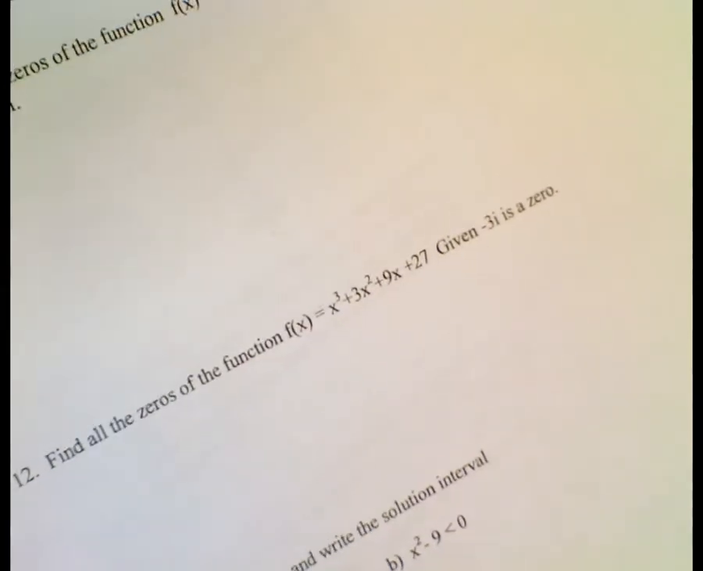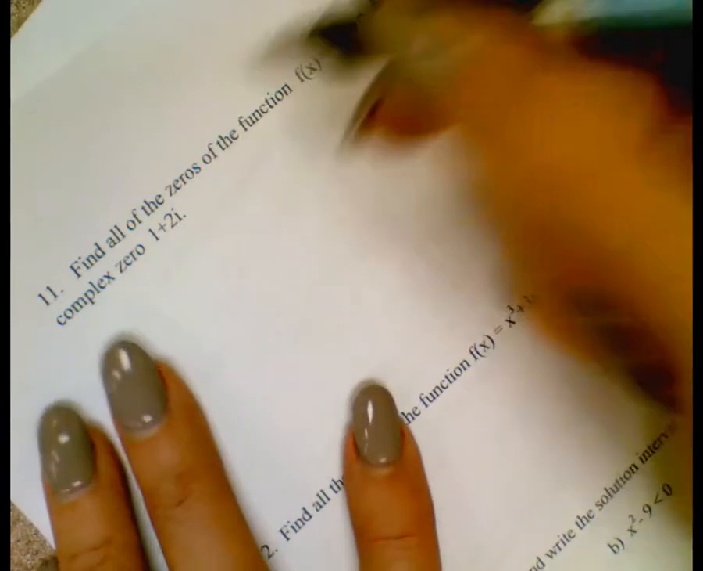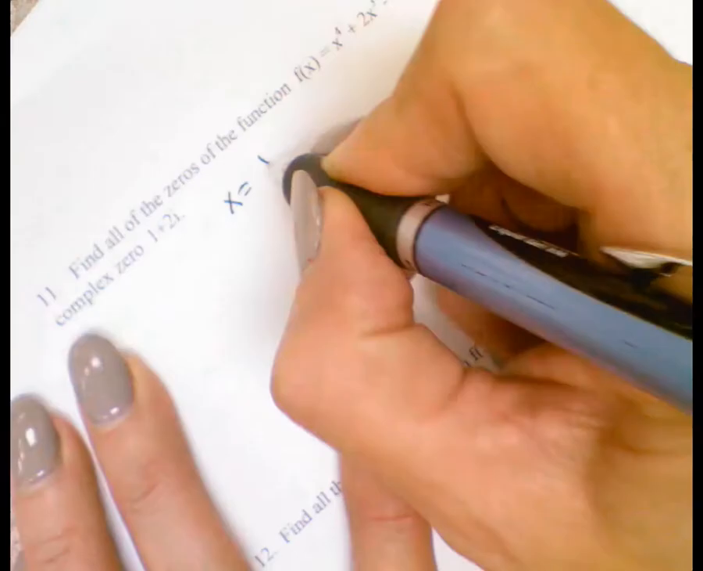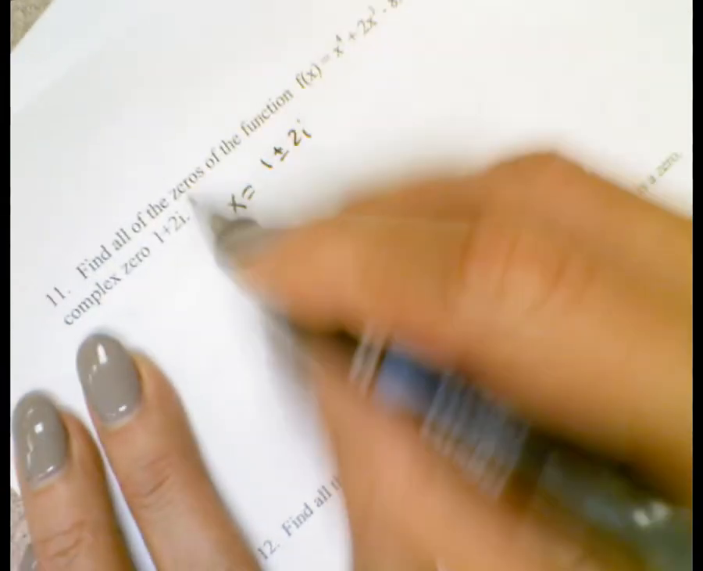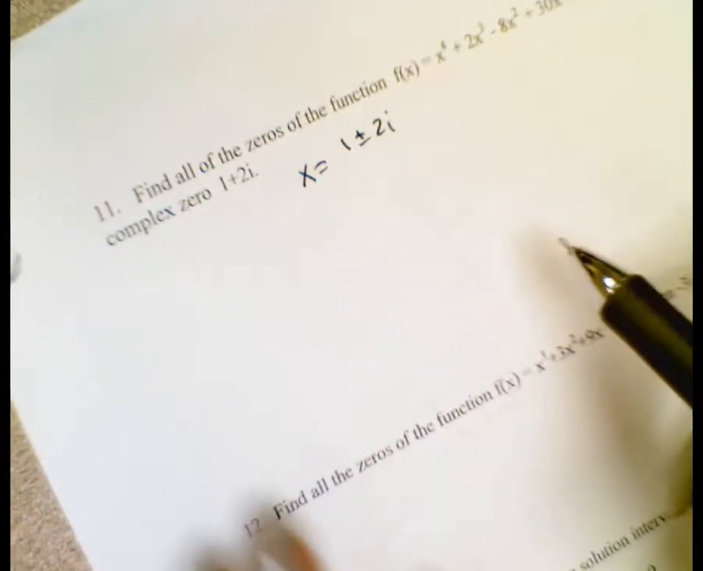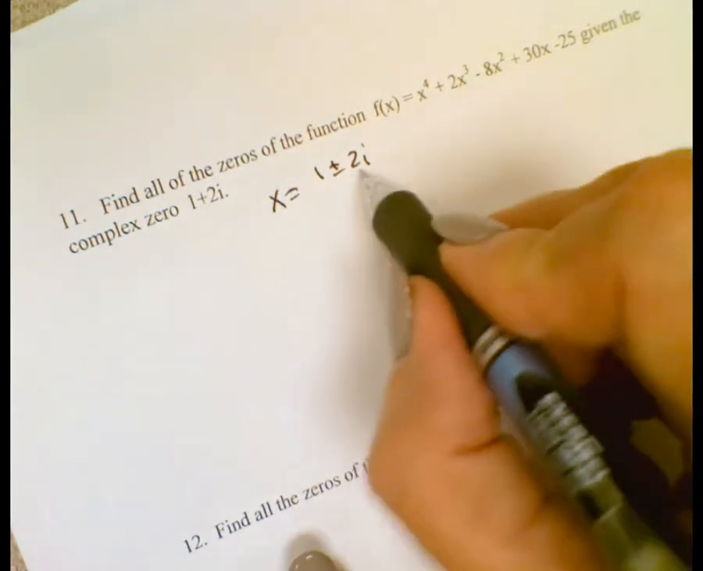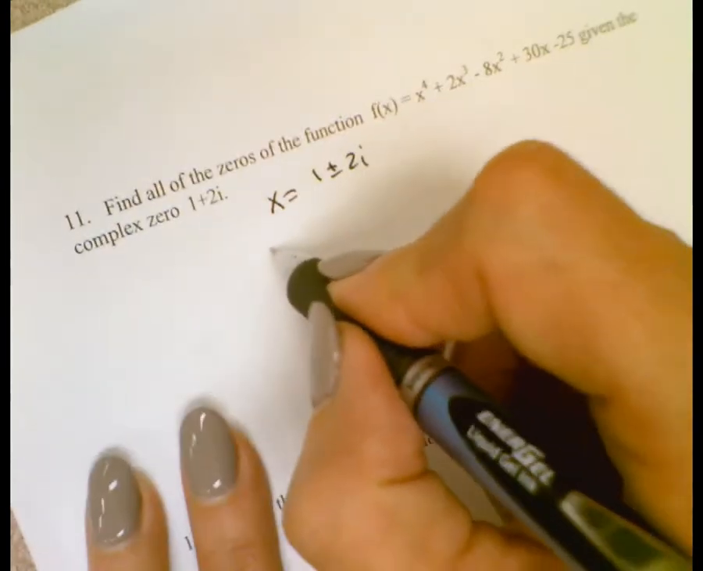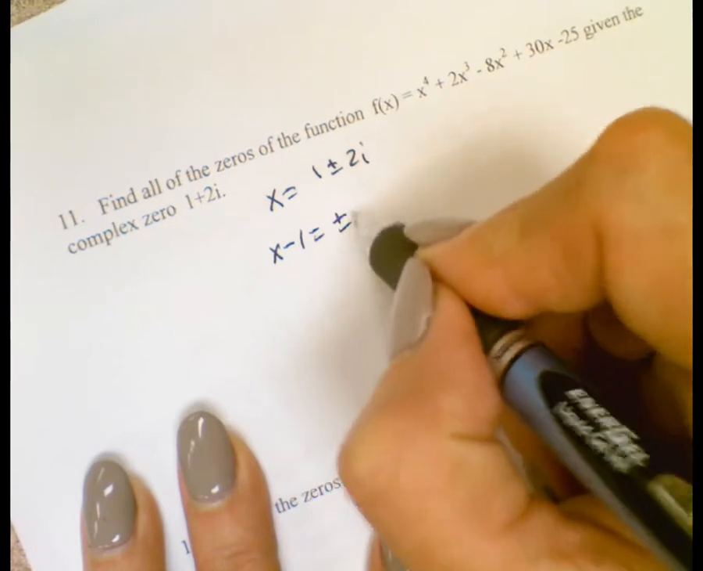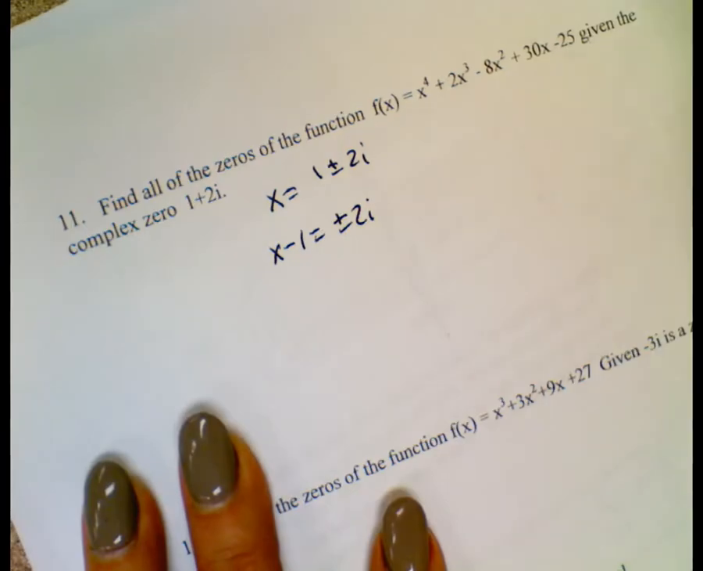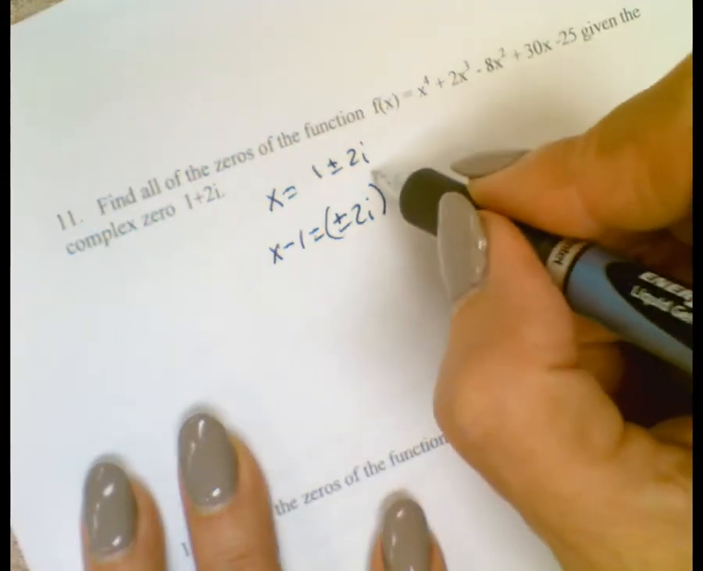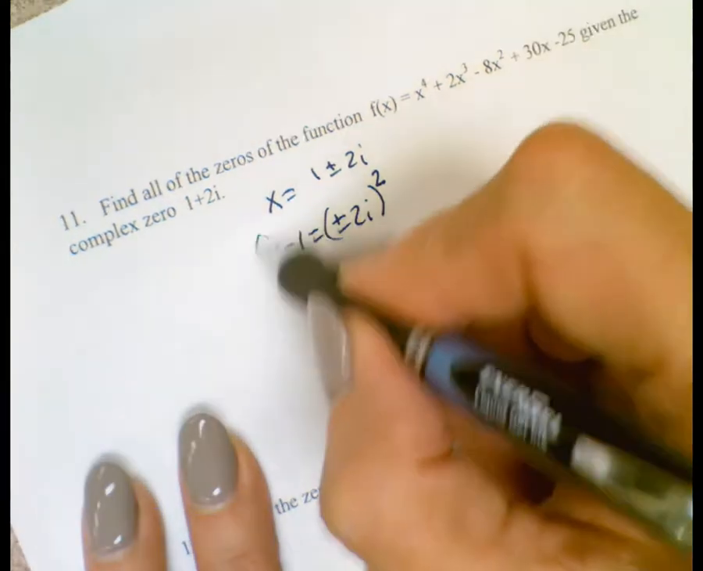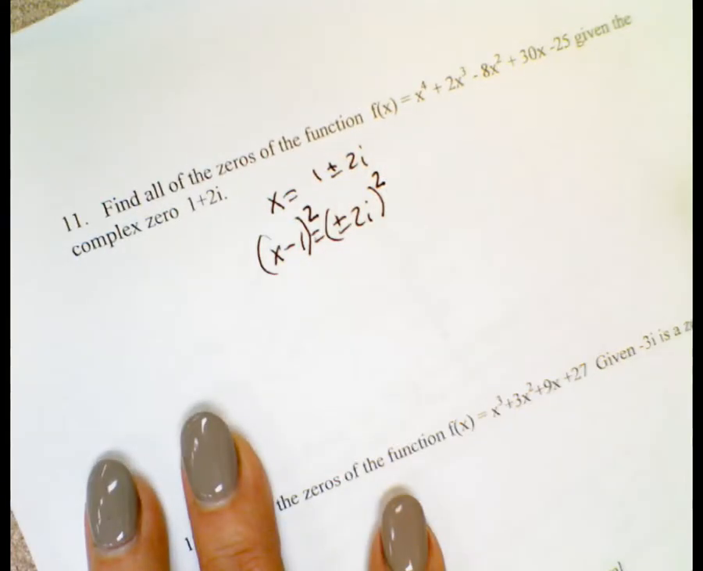11. Find all the zeros of the function given the complex zero 1 plus 2i. Okay, so we're going to do it the long way. We're going to start by setting x equal to 1 plus or minus 2i, because if 1 plus 2i works, then so does minus. Then we're going to set this side equal to 0. So x minus 1 equals plus or minus 2i. We're going to get rid of the plus or minus and i by squaring that side. And if you square the right side, you must square the left side.